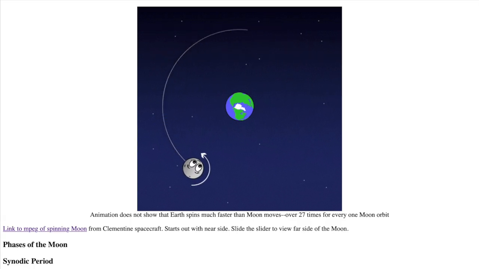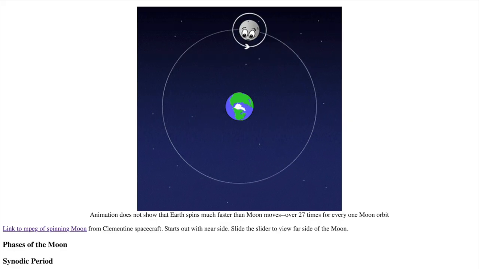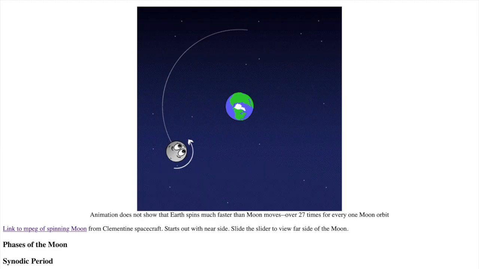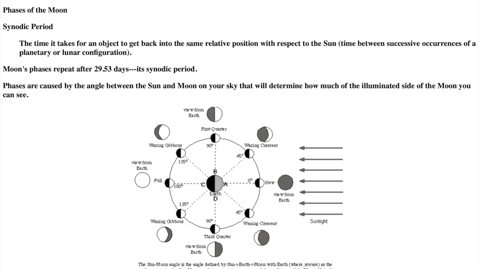The animation does not show the Earth spinning very fast, once every 24 hours. If we here in the US see the moon in a waxing gibbous phase, someone on the opposite side of the Earth, say China or Australia, will also see a waxing gibbous phase 12 hours later. Now for the phases of the moon.